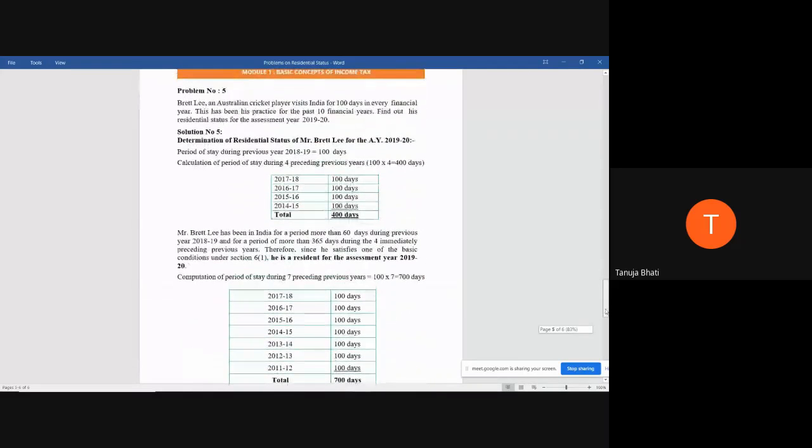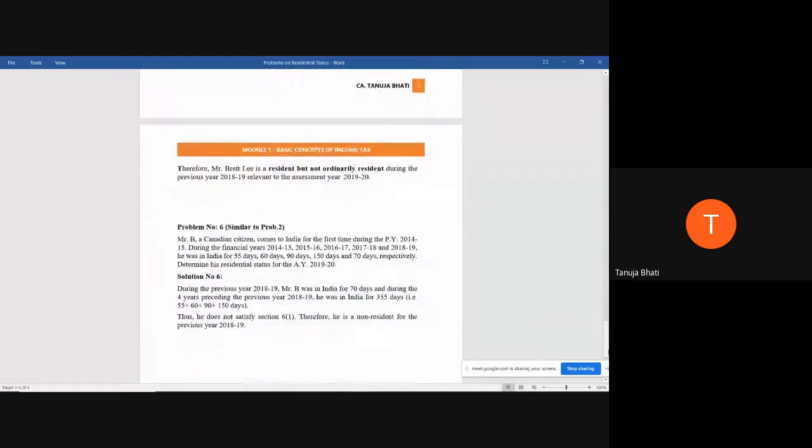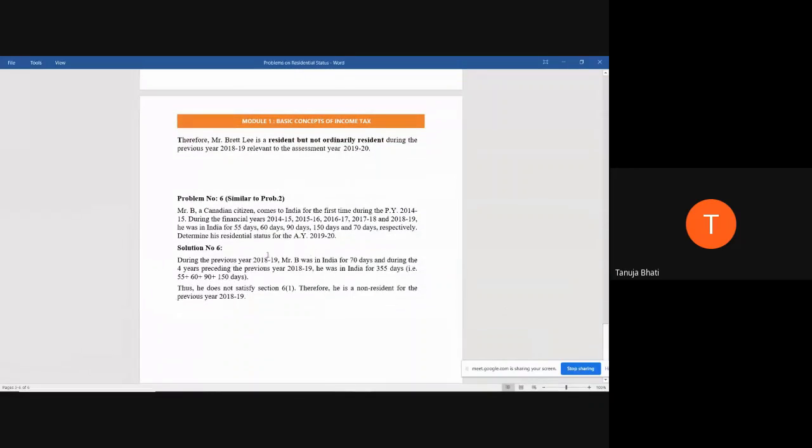So did you all understand problem number 5? Yes, ma'am. Everyone understood? Yes, ma'am. Okay. I think we can finish problem number 6 also because it is similar to problem number 2. So let us quickly finish it, or is it registering in your head, or do you all want to conclude the class now? Okay, we'll finish problem number 6.